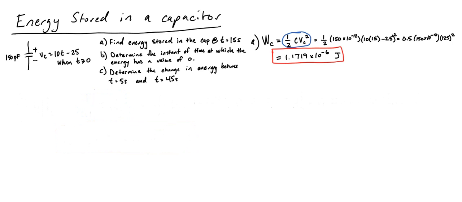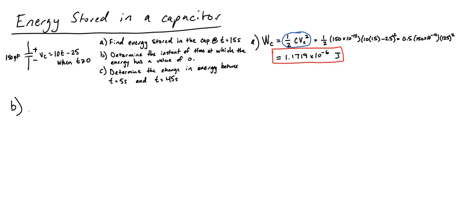All right, beautiful. So we've moved A up to the top right, and now we're moving on to B. That worked quite nicely, actually. So we're determining the instant of time at which the energy has a value of 0. So we know from A what our equation for energy is.